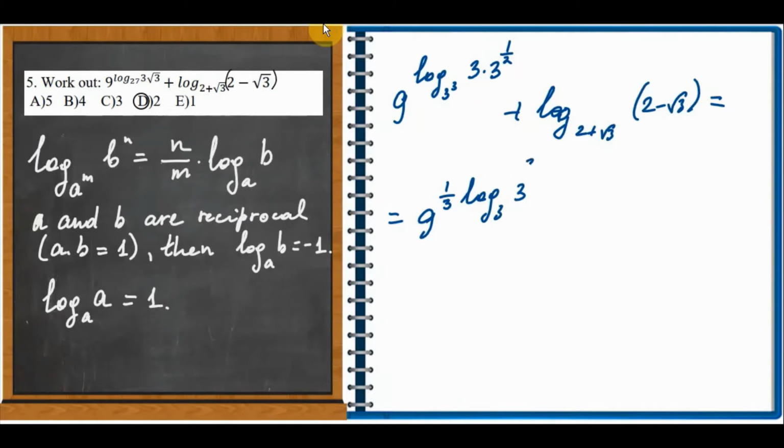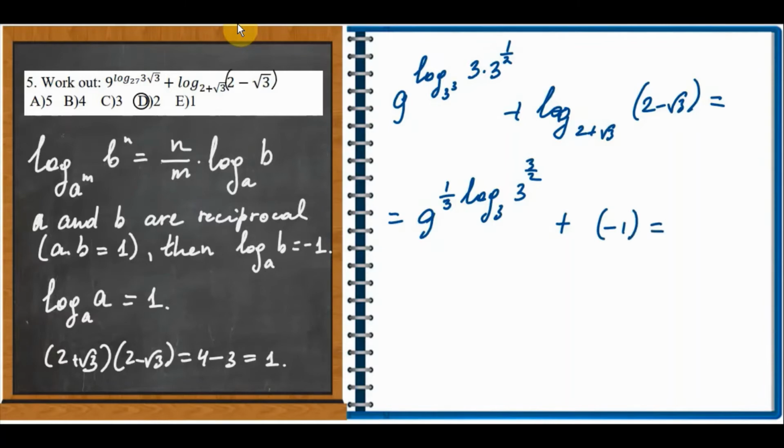over 2 plus, and what will we do with these numbers? First, we must check if they are reciprocal. 2 plus square root of 3 multiplied by 2 minus square root of 3 is going to be 4 minus 3, which is 1. Now, we will conclude that they are reciprocal numbers. Therefore, their log will be -1.